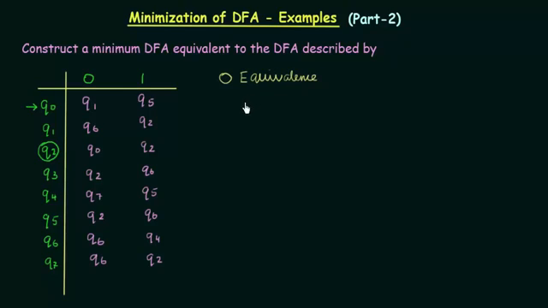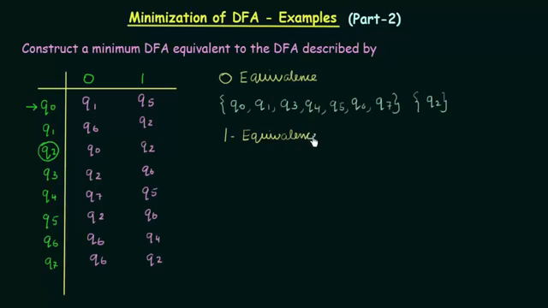Now how do I write the 0 equivalence? Writing 0 equivalence is very simple. Make two sets in which the first set will contain all the non-final states and the second set will contain all the final states. So here what are my non-final states? Q0, Q1, Q3, Q4, Q5, Q6 and Q7. And what are my final states? I have only one final state here, which is Q2. So I put it in another set. So we are done with 0 equivalence, and the second one is 1 equivalence.